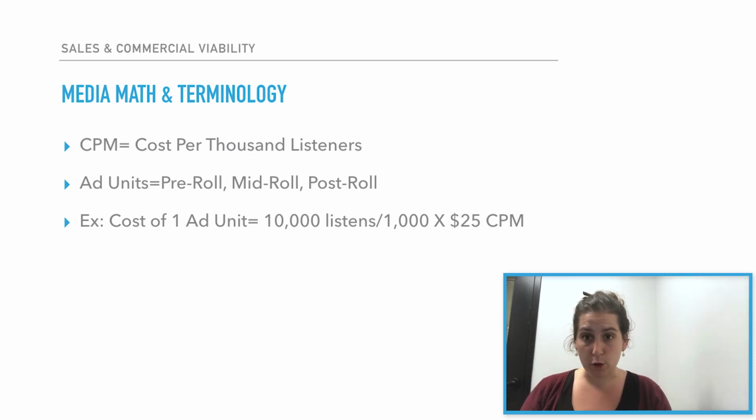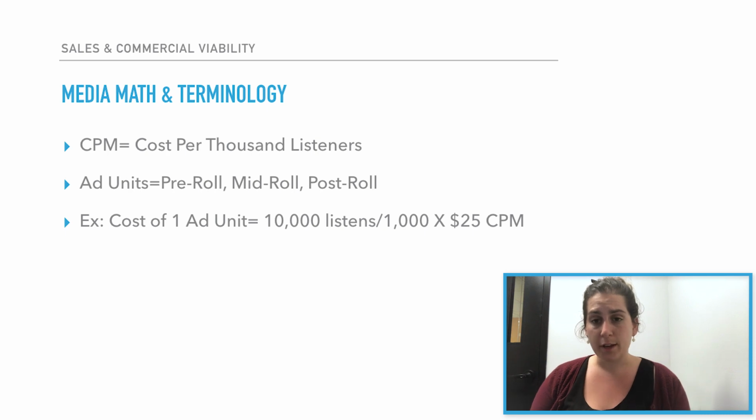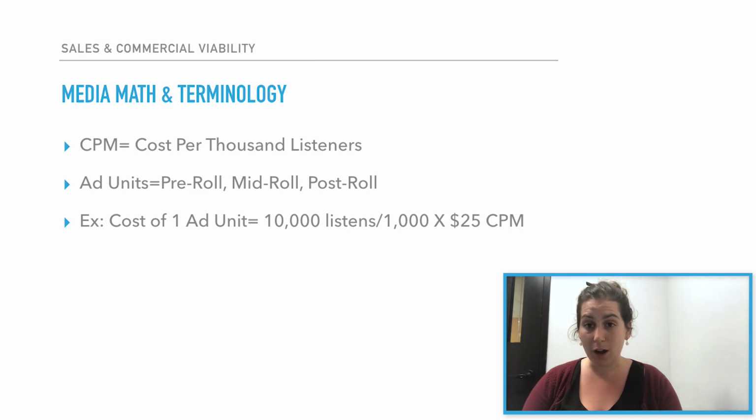It is a pretty simple equation, but if it is intimidating to you, I have provided a CPM calculator in the resources that you can use throughout this video. Let's say that your podcast receives 10,000 weekly listens on average. To get the cost of one ad unit, you would take that audience number, which is 10,000, divided by 1,000, and multiply times that CPM, or cost per thousand listeners. There's a really big range of CPM costs across the industry, but generally podcast companies or independent podcasters charge $12 up to $50 or $60 for a host-read advertisement.